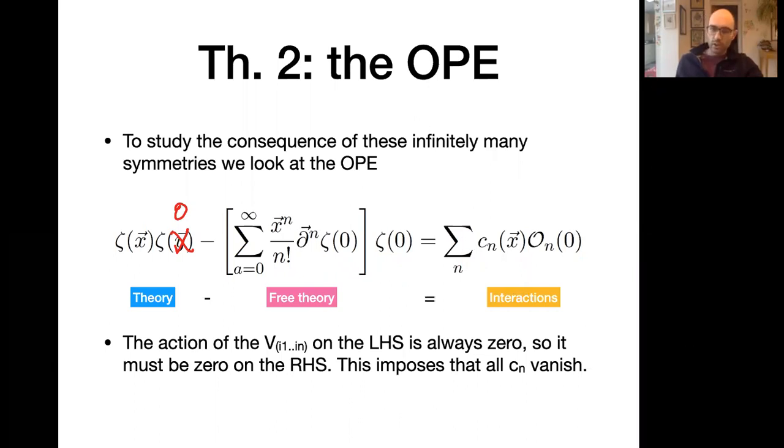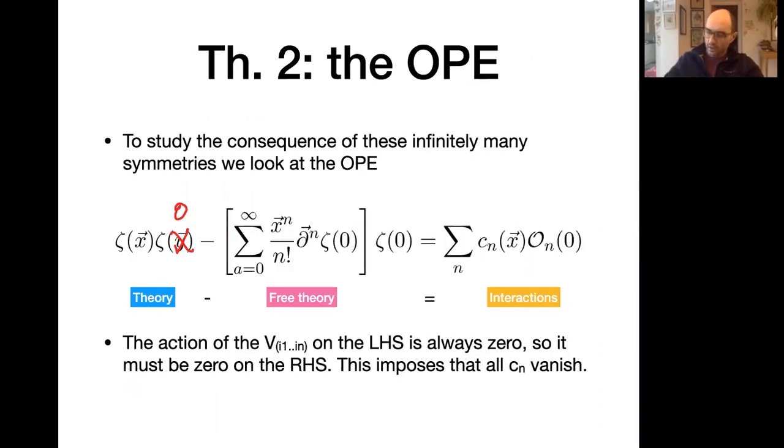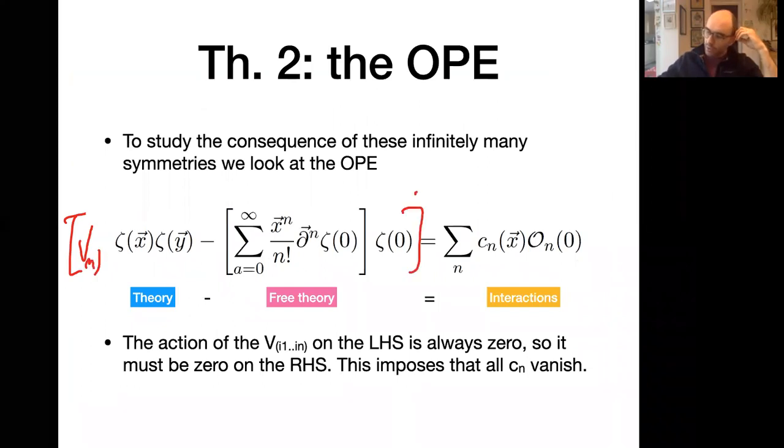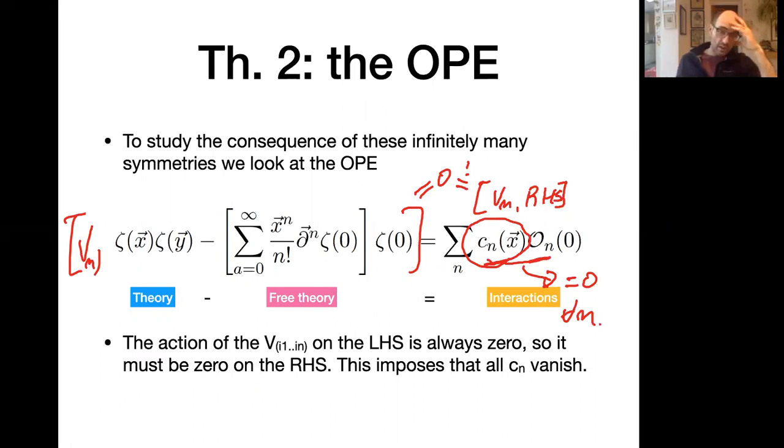And now what you do is that you take all the infinitely many symmetries that we have found here, and you apply them to the left-hand side, all of these symmetries, V_n, and you can prove very easily that it always gives zero. But if it gives zero to the left-hand side, it also has to give zero when you do it to the right-hand side. And what that does is that it imposes that all of these free coefficients have to vanish. And so the theory cannot have any interaction in that sense, it's free. The OPE is the OPE of a free theory.